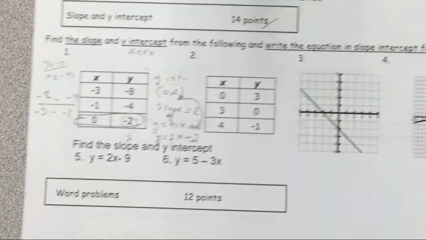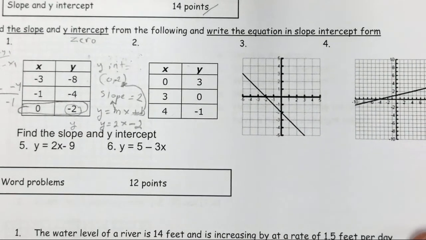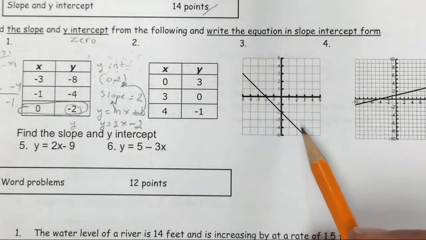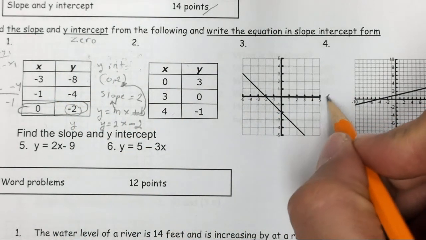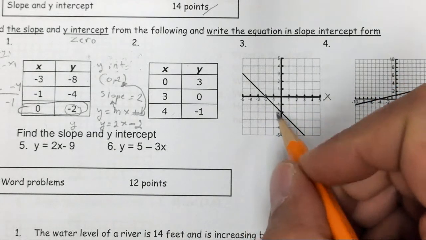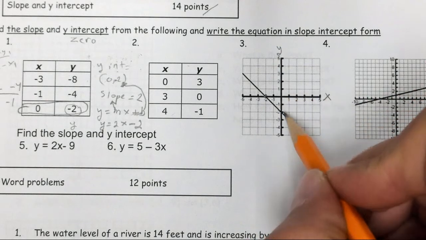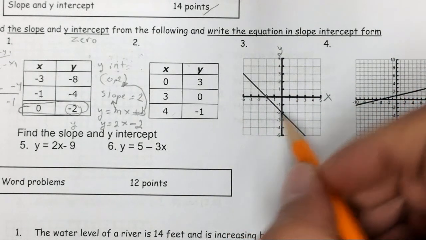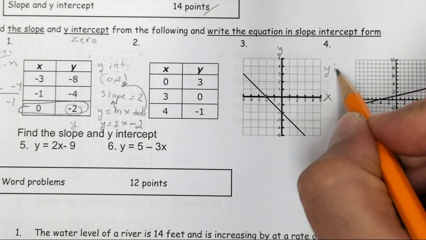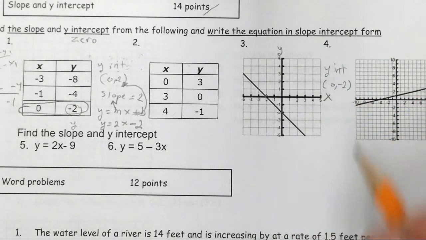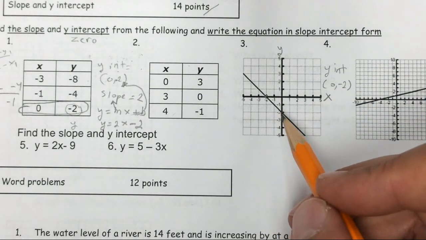This is for practice. You're also going to be asked to define the slope and the y-intercept from a graph. So again, this is the same concept. This is your x-axis, so this will be your x-intercept. This is your y-axis, this will be your y-intercept. So my y-intercept is (0, negative 2).